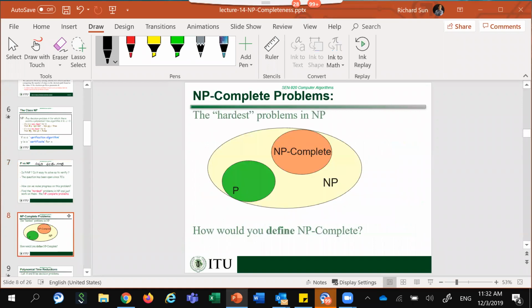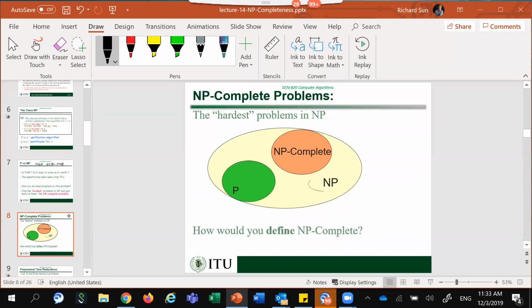Now here's a picture to further explain the concept. NP-complete is a set of problems inside NP, and they are the hardest, the most difficult problems in NP. Now, if we can prove these problems are not inside P, then we can prove P is a proper subset of NP, because these are not in P.